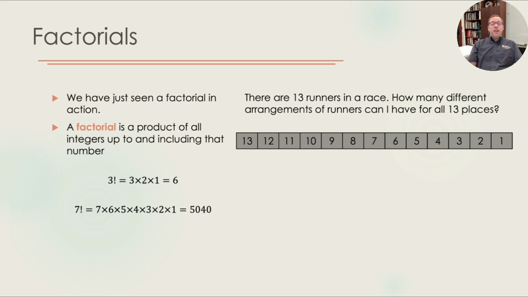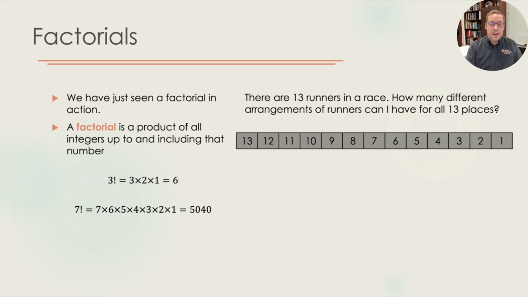Okay, so what we have seen is a factorial in action. A factorial is just a product of a number times the number below it times the number below it, all the way down to 1. So for example, 3 factorial is 3 times 2 times 1, which turns out to be 6. 7 factorial would be 7 times 6 times 5 times 4 times 3 times 2 times 1. And that comes out to be 5,040.